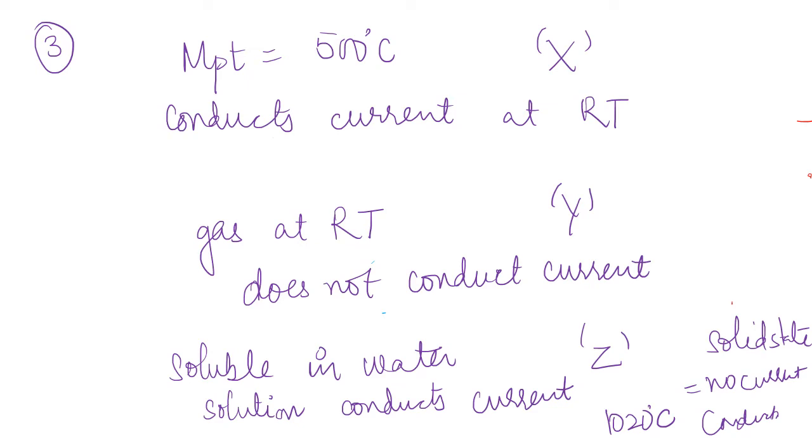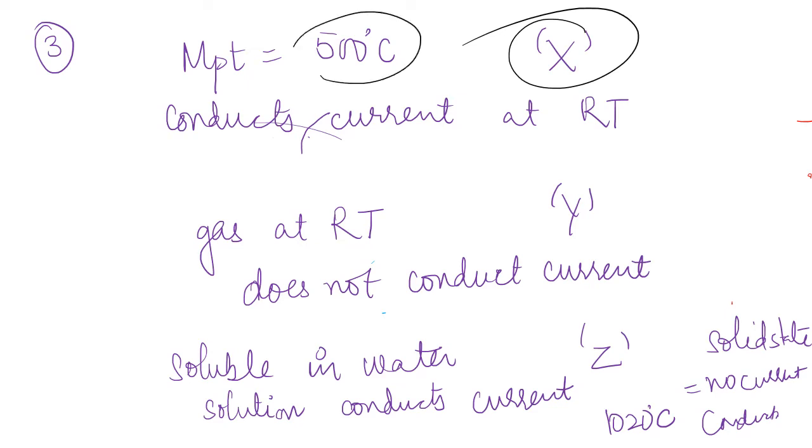Deduce whether X, Y, and Z have giant or molecular structure, and are bonded covalently or ionically. So guys, because we are learning about bonding, by looking at these characteristics, what can we say about these types of compounds? So the first one, X. Melting point is 500, conducts current at room temperature. Very high melting point, conducts current at room temperature. So what can you say about X?